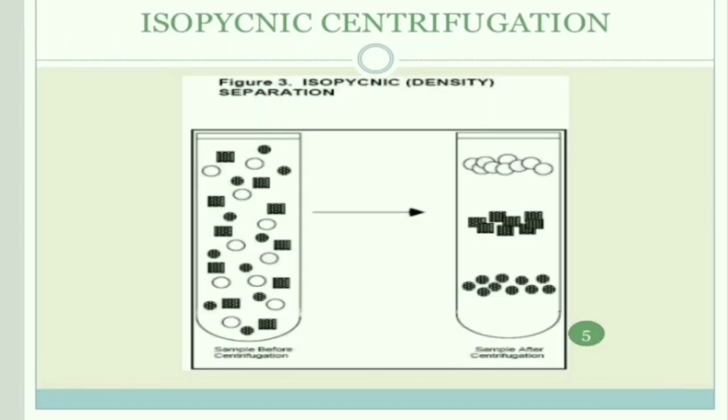This diagram shows isopycnic density separation. This separation is done based on the density difference. When a sample is mixed with cesium chloride and centrifuged, the cesium chloride acts as a density gradient from top to bottom, and hence this separation is based on density.